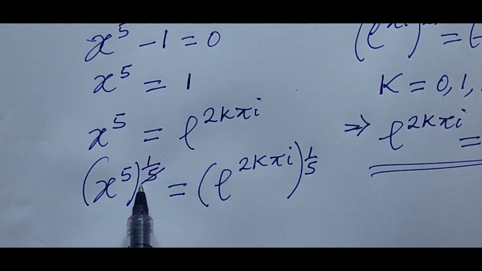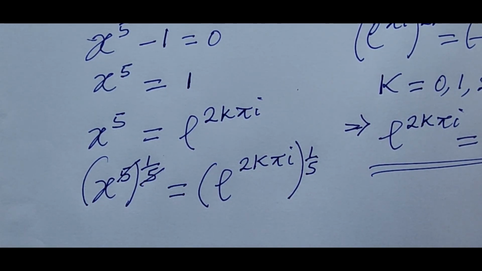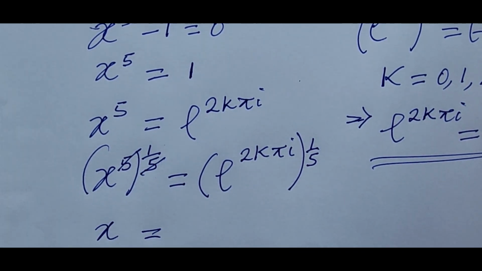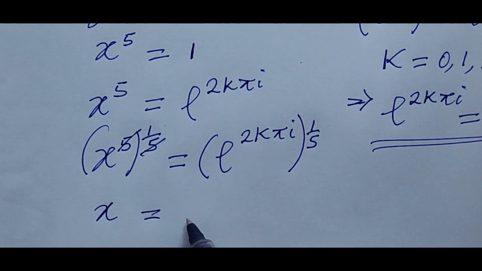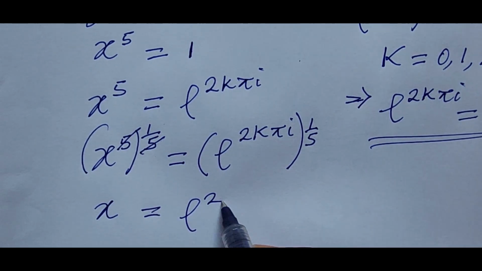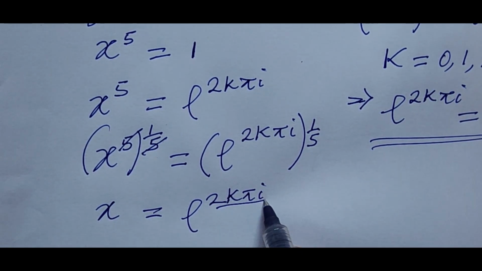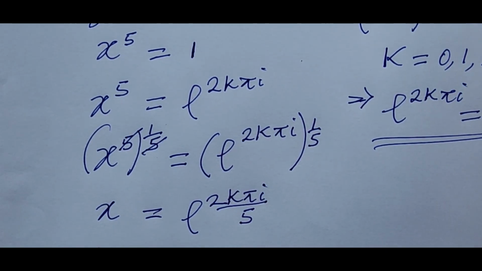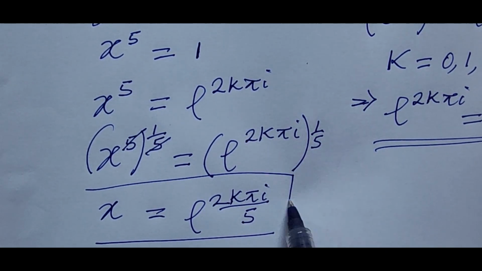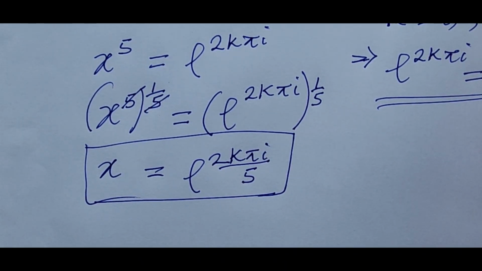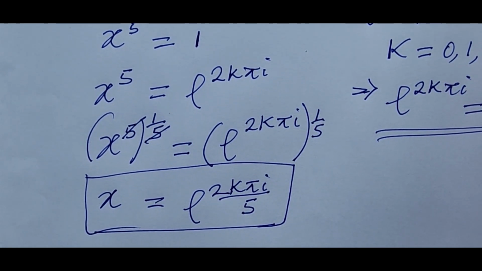We are now left with x here. So x will now be equal to e raised to the power of 2k pi i all over 5. Now this is the standard expression where we're going to get all 5 roots of x, or 5 values of x. So we're going to take the first one, x1, when k is equal to 0.